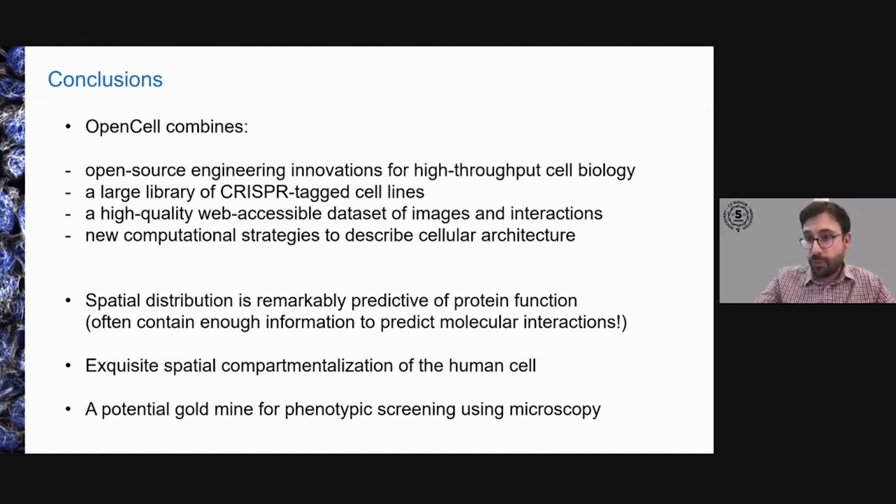And I think that for the few of us that are interested in using microscopy as a phenotypic screening tool to learn about the cell, that means there's really a potential goldmine of information that we can extract from this kind of data set. Next slide.